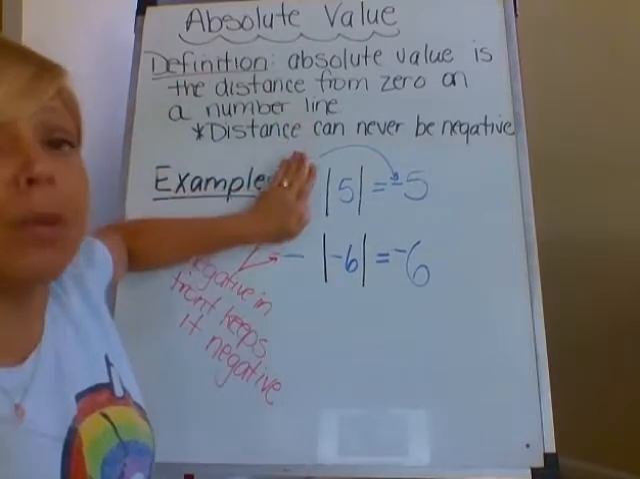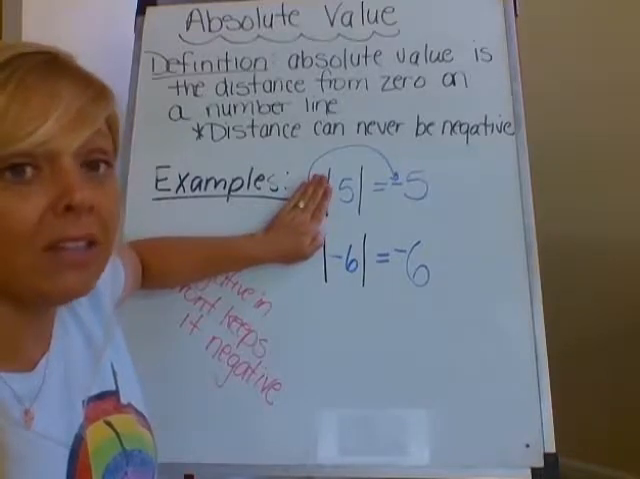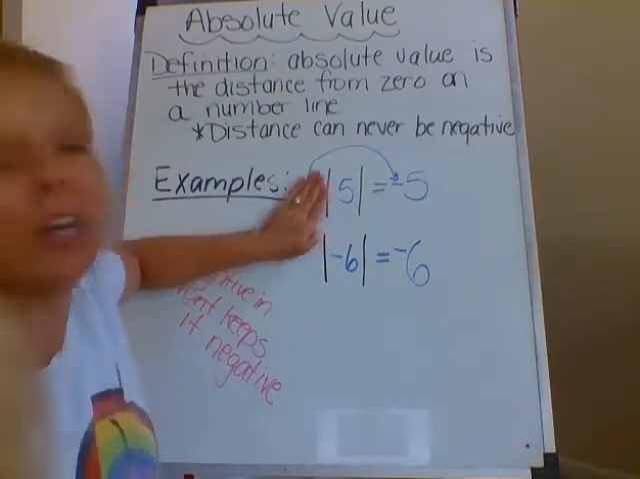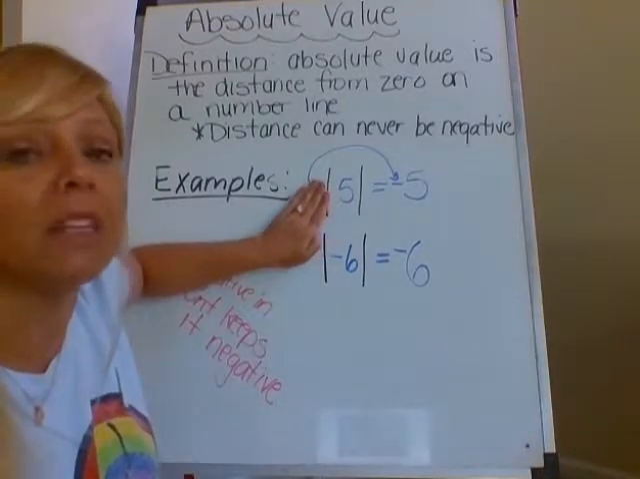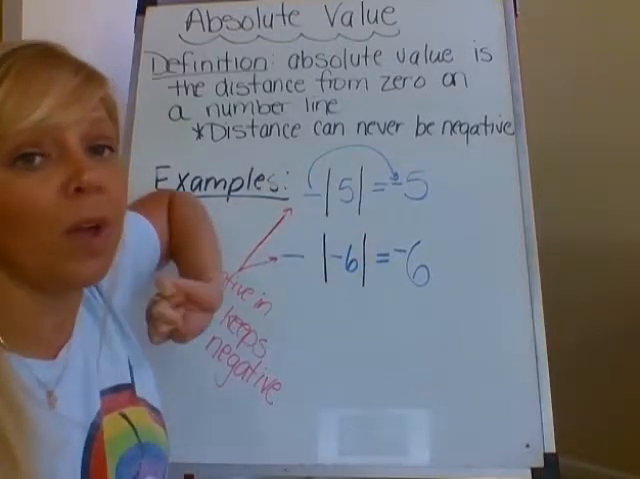It's just like parentheses with order of operations. I do what's inside of my brackets or my grouping symbols. And here my absolute value is a type of grouping symbol. So this negative just travels with it.